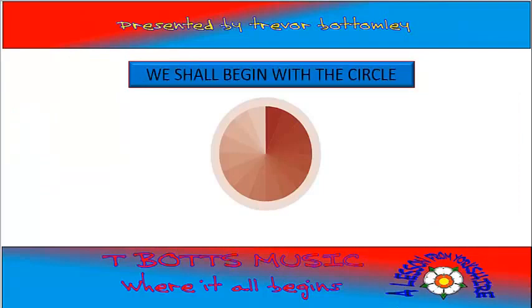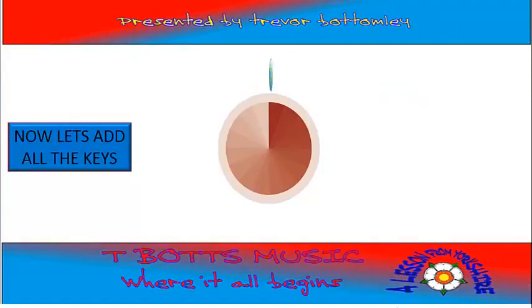So let's start at the beginning. That's with the circle. There we are, just a straightforward ordinary circle. Now let's add all the keys to that circle. Up at the top, 12 o'clock, we've got the key of C. 5 past 12 we have the key of G.